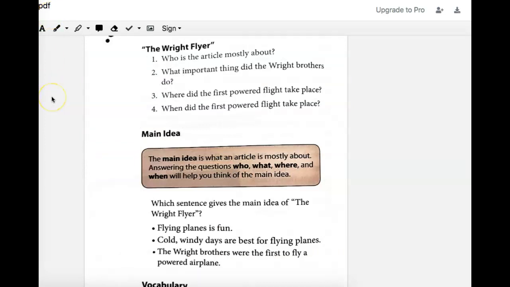Because you've asked and answered so many questions about this article, you should now be able to tell why the authors wrote it. So, what is the main idea? We already know the main idea is what the article is mostly about, and we asked the questions who, what, where, and when to help us find the main idea.